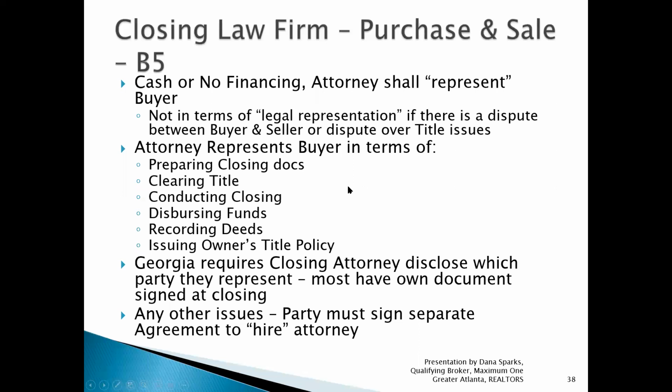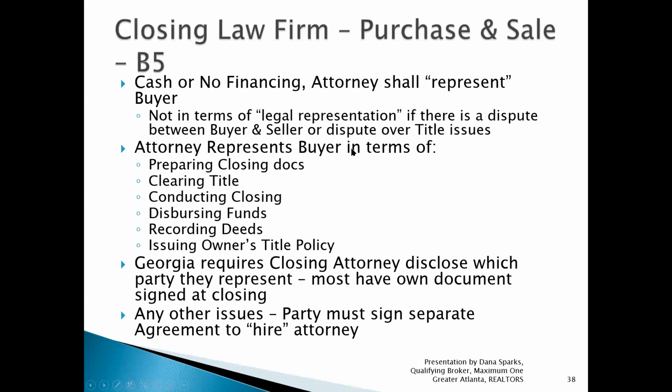Additionally, in Georgia, and that's why this is in the GAR contract, not to confuse our public or confuse agents, but in Georgia, it is legally required that an attorney closing a transaction for real property disclose which party they represent. And again, it's in terms of these issues. So regardless, if you're binding on GAR, it has it in there.